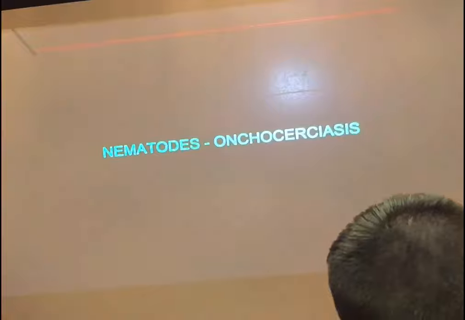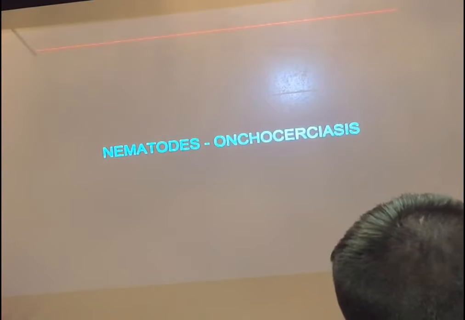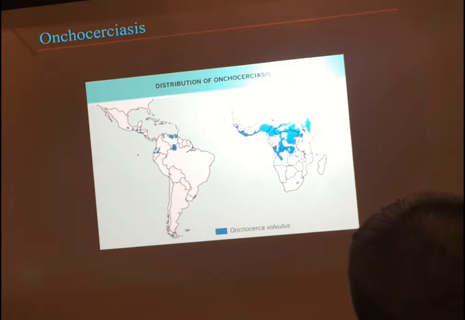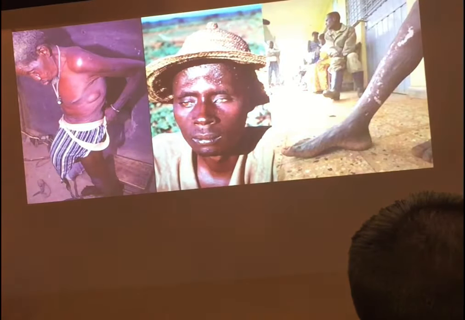Another type of nematode, onchocerciasis. What's the skin manifestation for onchocerciasis? Well, first let's see the distribution. Again, mostly Central Africa and parts of West Africa. The nematode is Onchocerca volvulus. So the skin finding can be subcutaneous nodules called onchocercomas. It's again called river blindness, as you all know.